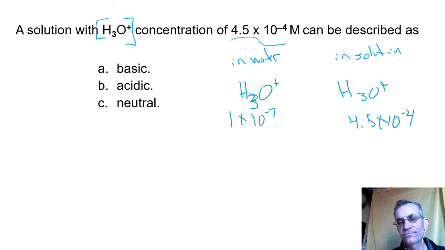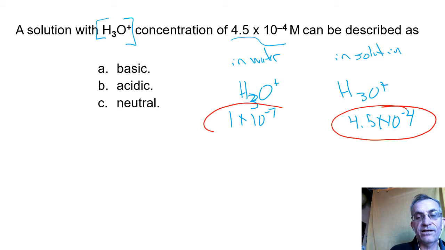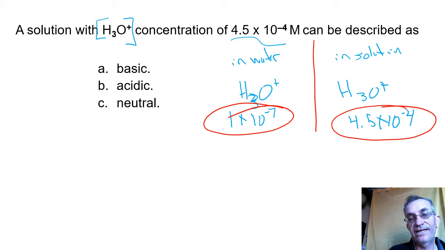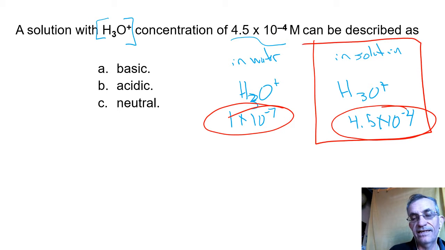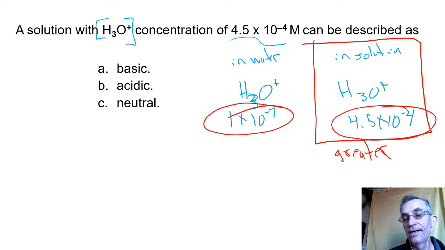So where is it more? You have more hydronium ion in this solution. This number is bigger than this number. So in this solution, there is a greater amount of H3O plus. When you've got a whole lot of H3O plus, you're acidic. So it should have been acidic. All right, with that, let's get into the topic I want to talk about, which is pH.